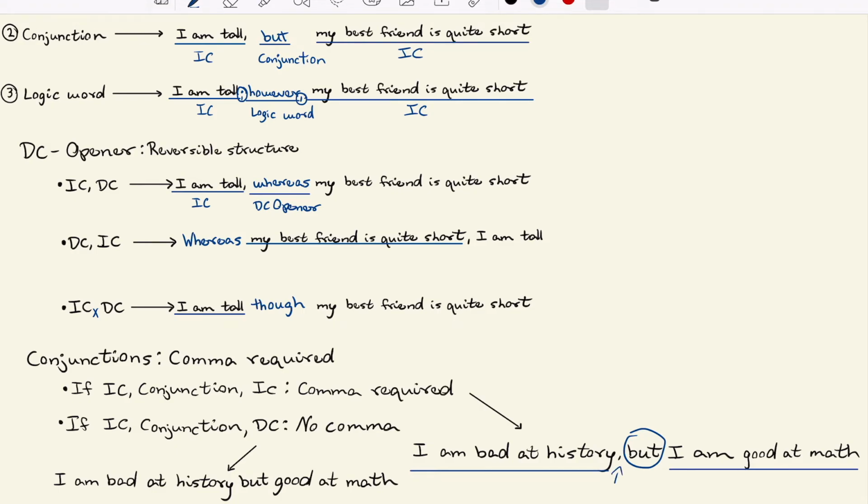However, if a conjunction is placed in between an independent clause and a dependent clause, no comma is necessary. For example, I am bad at history but good at math. I am bad at history is the independent clause. Good at math is the dependent clause. And so the conjunction but can be left alone with no comma in front of it.